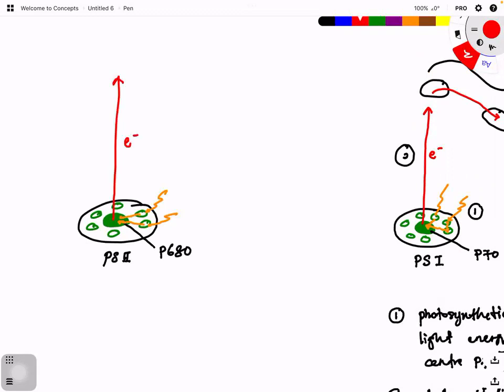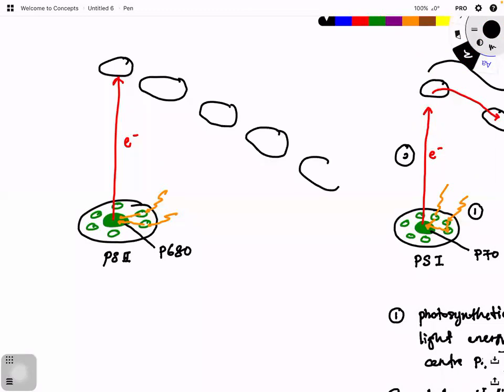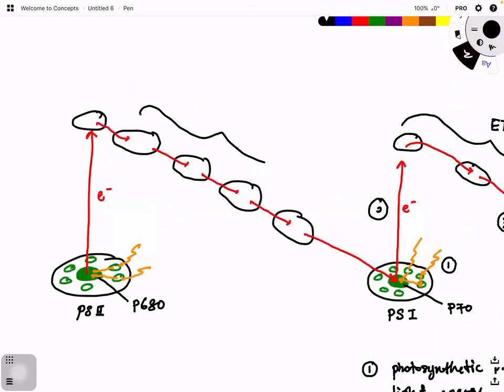Okay? And these electrons now pass through a series of electron carriers, and finally are accepted by the P700. Are you clear? These electrons. But during this process, guys, this ETC, the electron transport chain, you can see that chemiosmosis takes place.